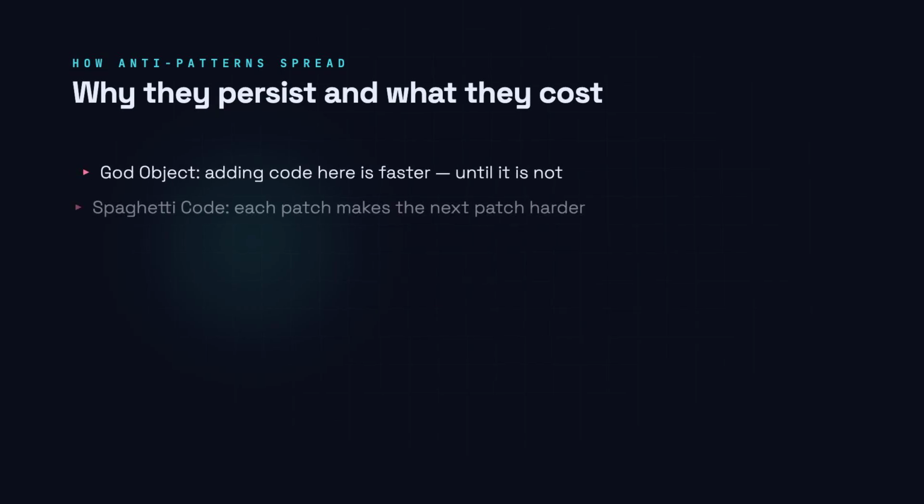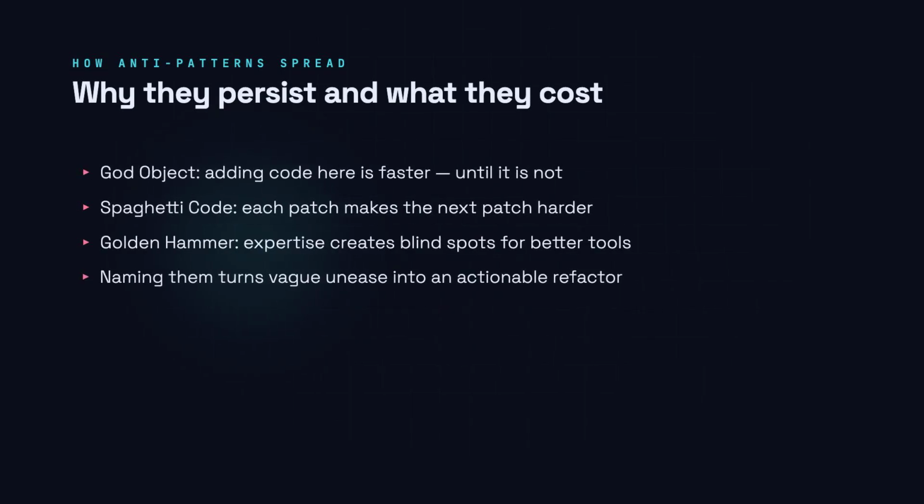Anti-patterns persist because they feel like pragmatism in the short term. Adding a method to an existing class is faster than creating a new one. Patching control flow with an extra if statement avoids a bigger restructure. Reaching for the tool you already know saves learning time. The cost compounds gradually, and naming the anti-pattern is what turns a vague feeling that something is wrong into a concrete refactoring target.